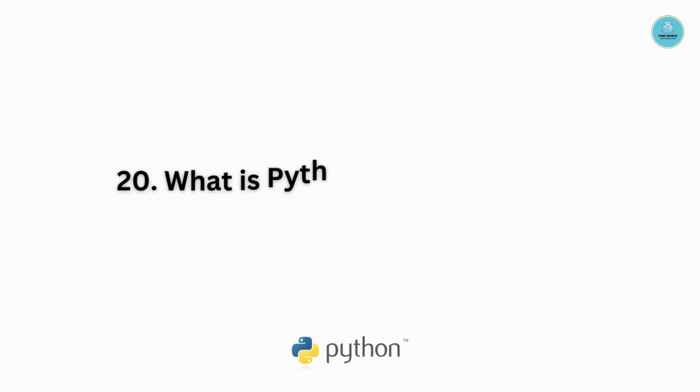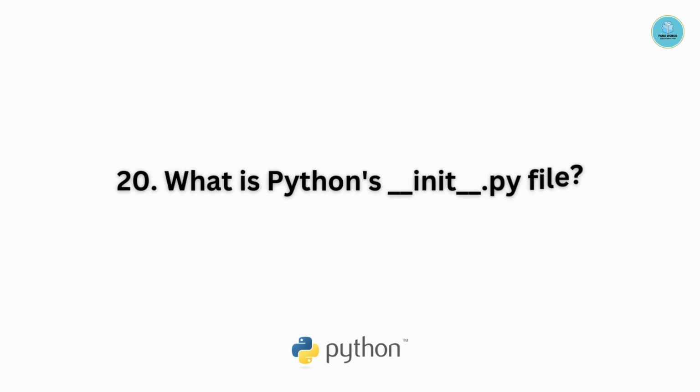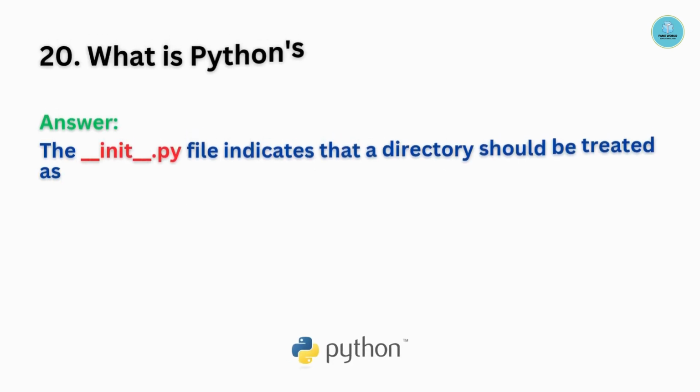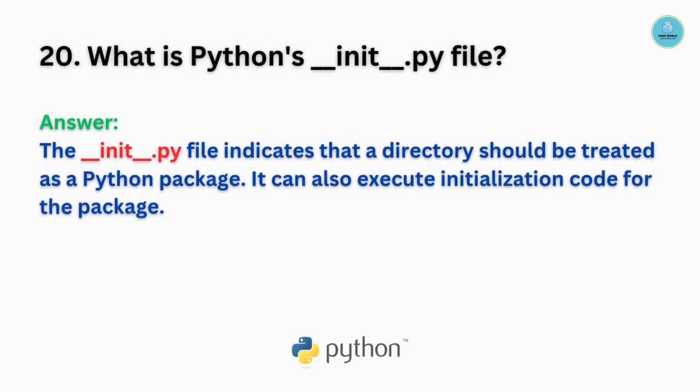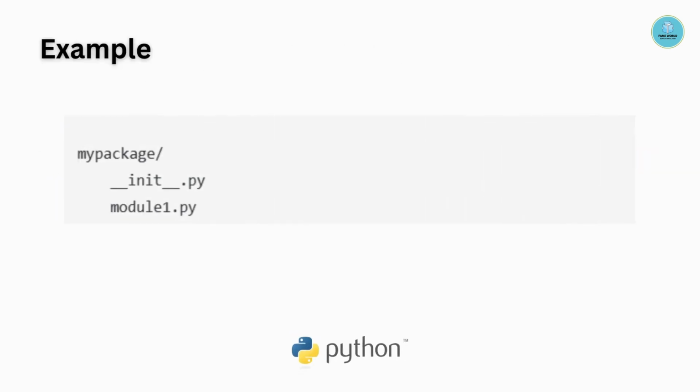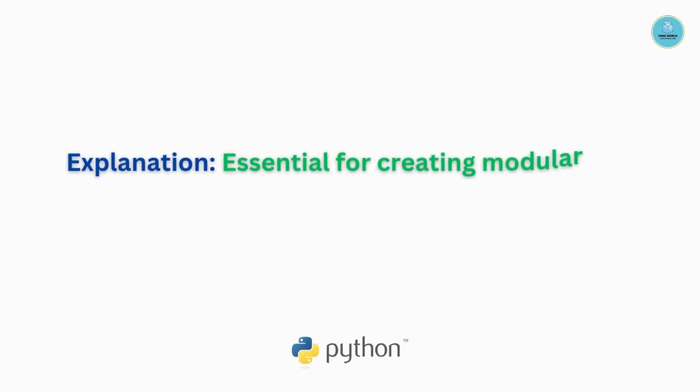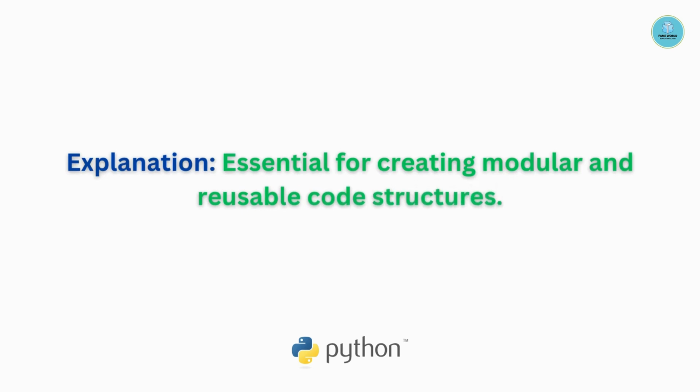Question 20. What is Python's __init__.py file? The init file indicates that a directory should be treated as a Python package. It can also execute initialization code for the package. Example is as follows. It is essential for creating modular and reusable code structures.